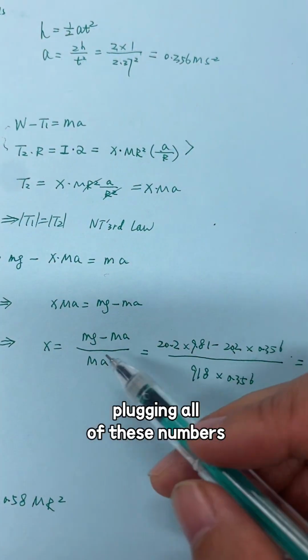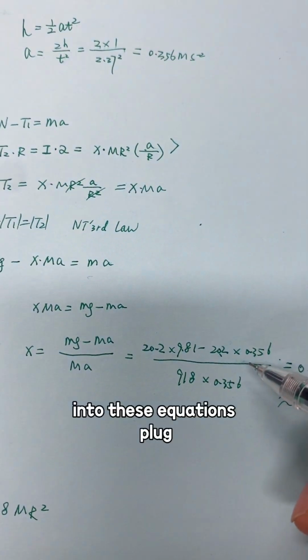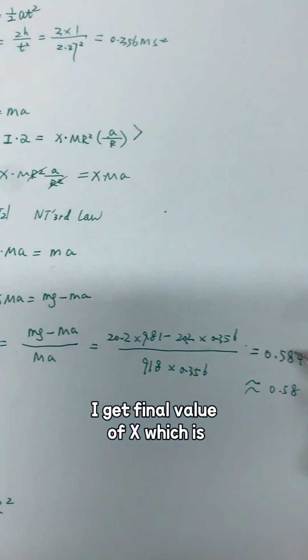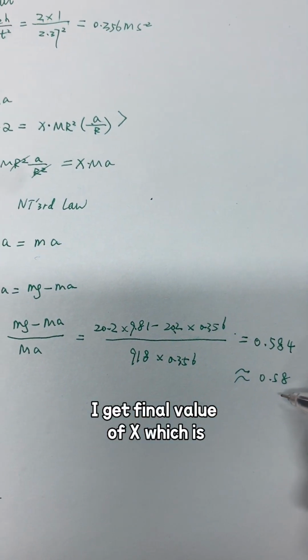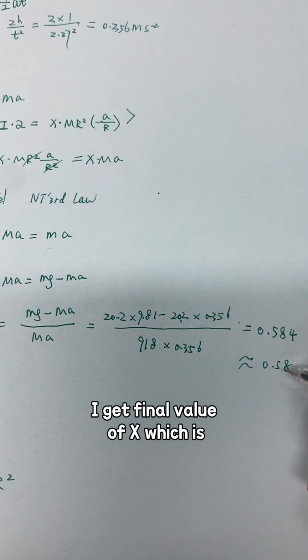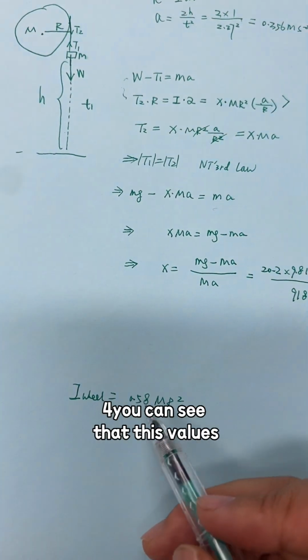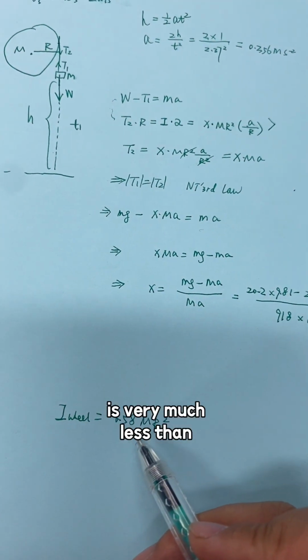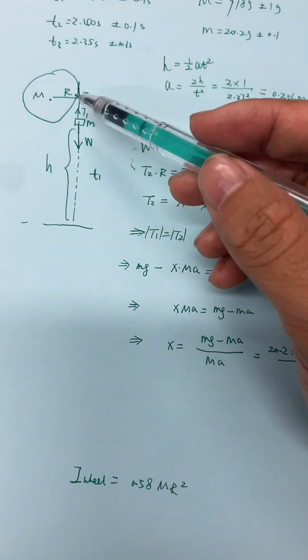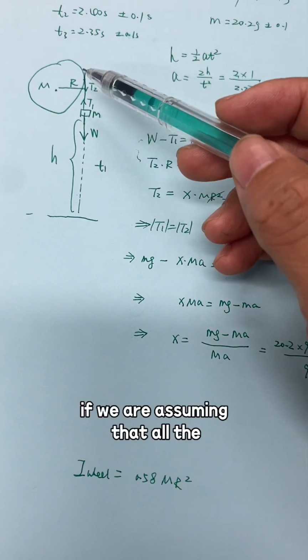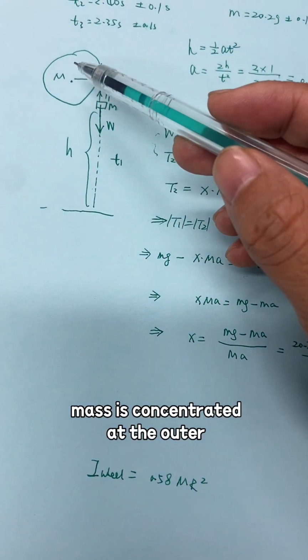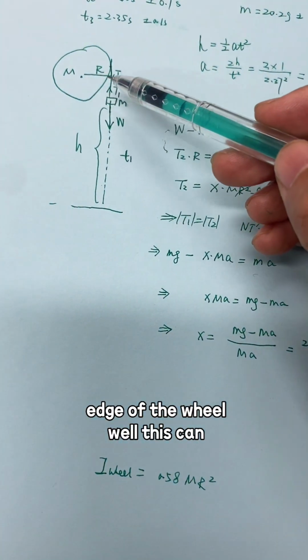And finally plug in all of these numbers into these equations. I get the final value of x, which is 0.584. And you can see that this value is very much less than 1, which is what we would get if we assumed that all the mass is concentrated at the outer edge of the wheel.